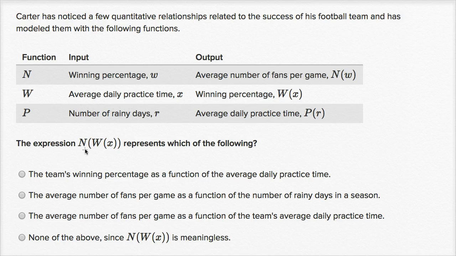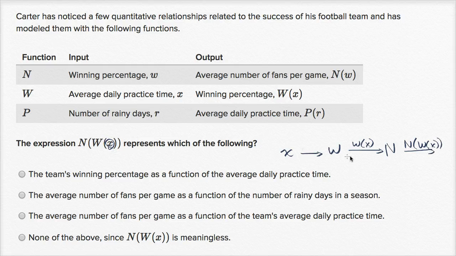The expression N of W of X represents which of the following? Well, before we even look at the choices, let's think of what's happening. This is another way of denoting we're going to take X right over here, and we are going to input it into W, and we're going to get out W of X. And then we're going to input that into the function N, and we are going to get out N of W of X.